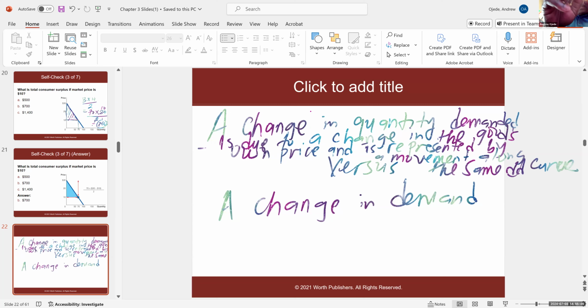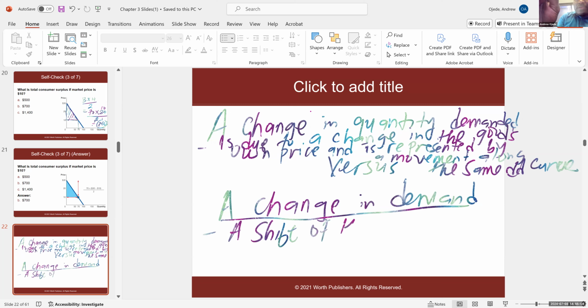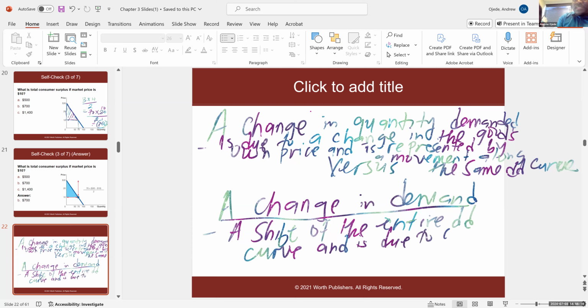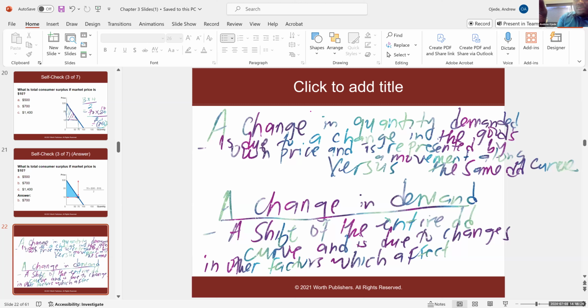When we're talking about a change in demand, it is a shift of the entire demand curve, and is due to changes in other factors which affect demand, rather than price.